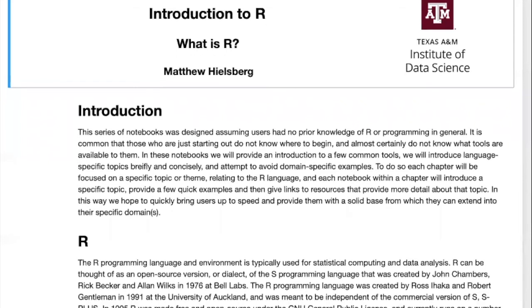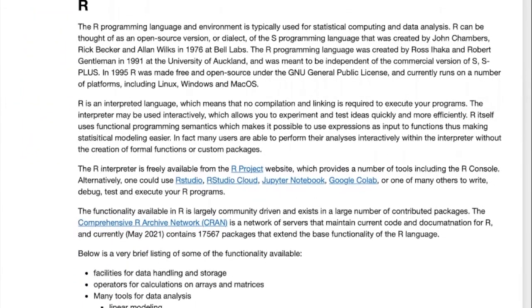Okay, so what is R? R is an interpreted programming language, and it's typically used for data analysis. It was originally created at the University of Auckland by Ross Ihaka and Robert Gentleman in 1991, and it was later released under the GNU General Public License in 1995.